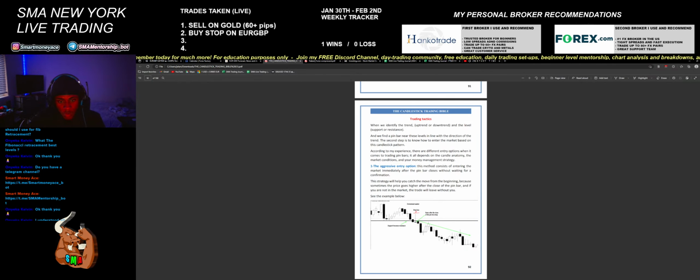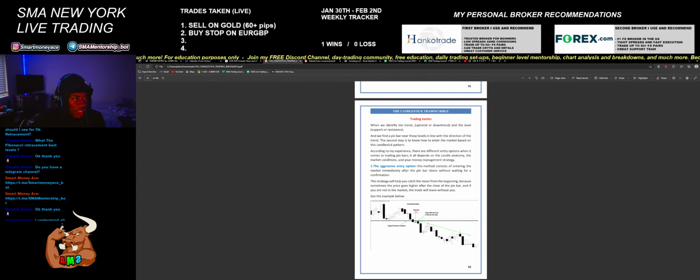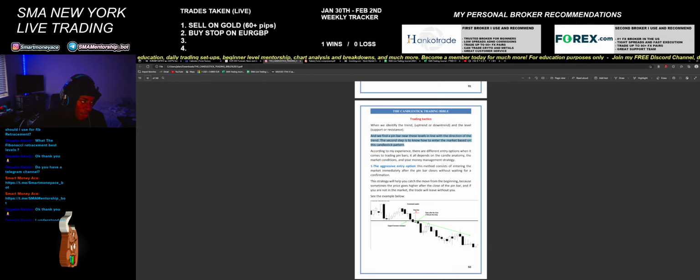When we talk about market structure, guys, this is for beginners especially. It's very important to have a brief understanding of market structure so that you're not looking at the charts confused when it comes to price action. When we identify the trend, uptrend or downtrend, and the levels of support and resistance, and we find a pin bar near these levels in line with the direction of the trend, the second step is to know how to enter the market based on this candlestick pattern.